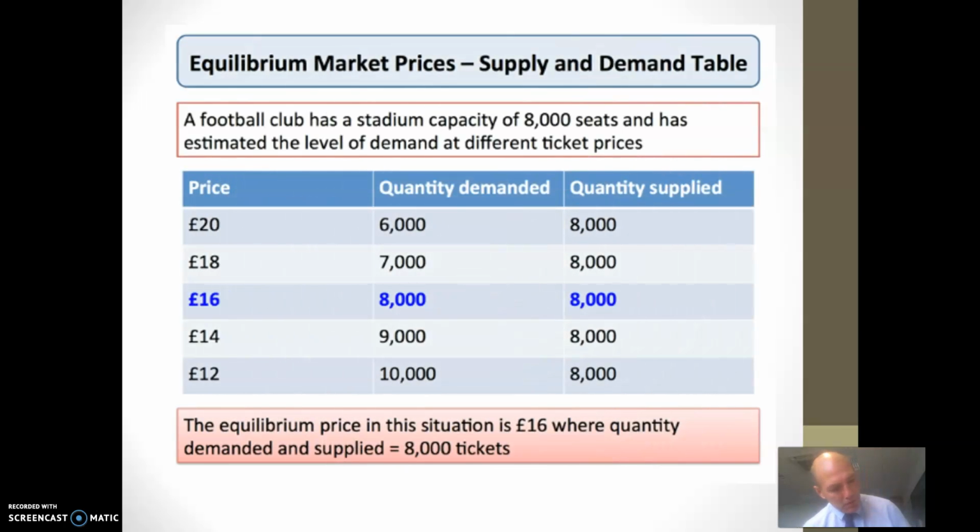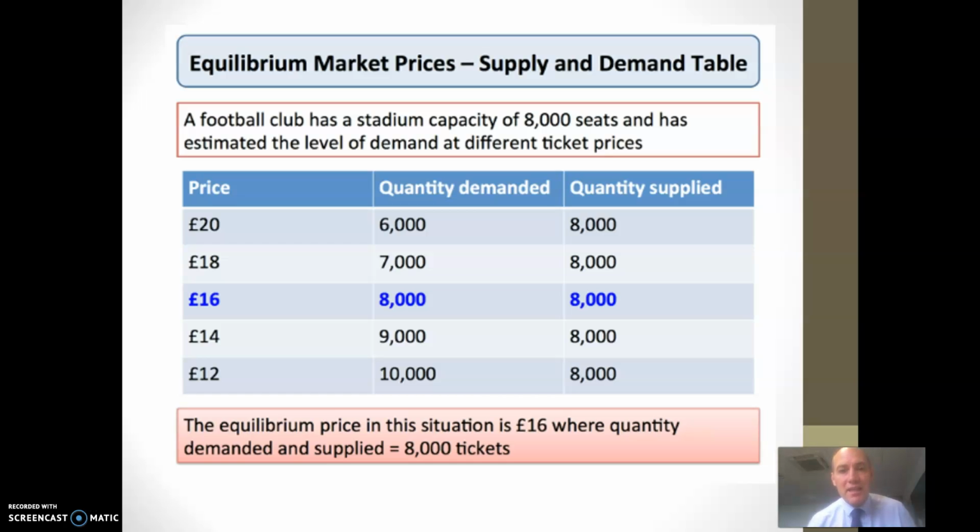In your notes, bottom of page 37, you have what we would call a demand and supply function. The information in the middle column, quantity demanded against the price, is your demand function, and the right hand column, supply against price, is your supply function. You could be given data like this within the exam.